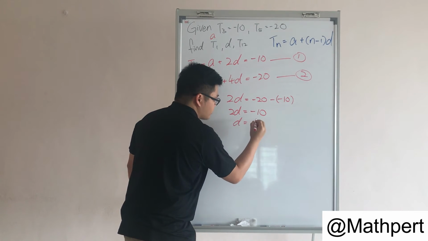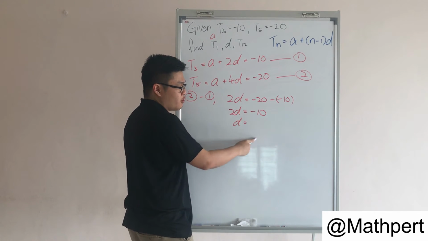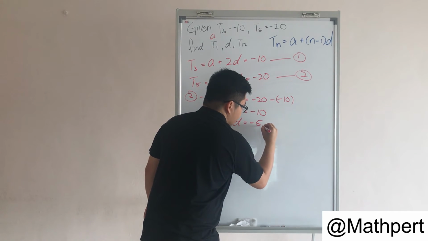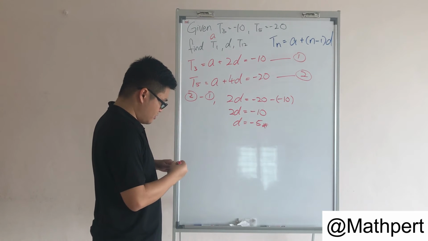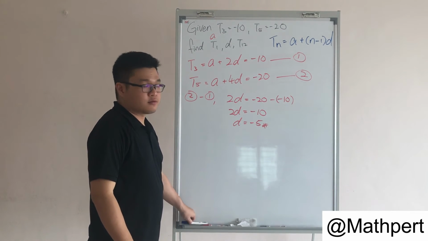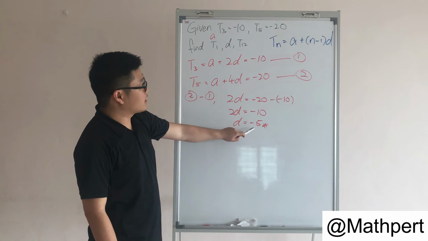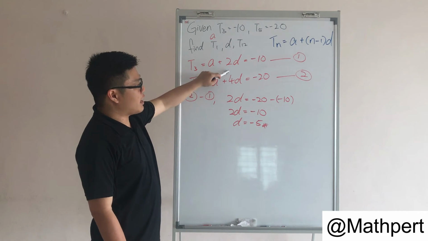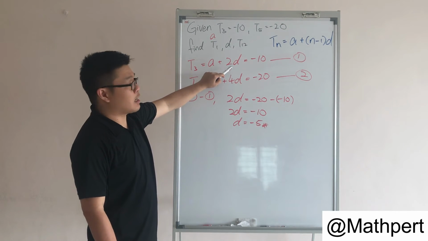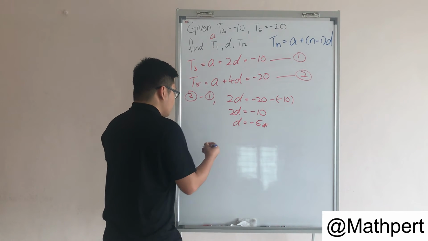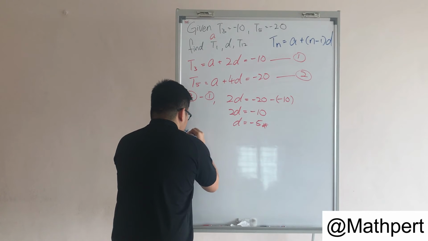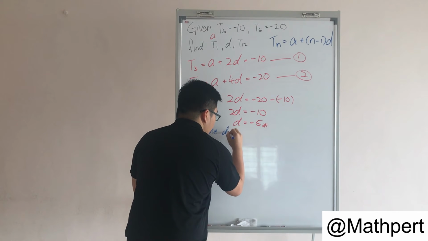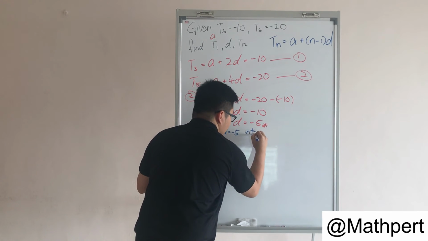So 2d, move the 2 over here, becomes divide. Negative 10 divided by 2 is negative 5. So we already have the common difference, d is equal to negative 5. So we substitute d into any of these two equations. In this case, I prefer equation number 1. So we substitute d equals negative 5 into equation number 1.